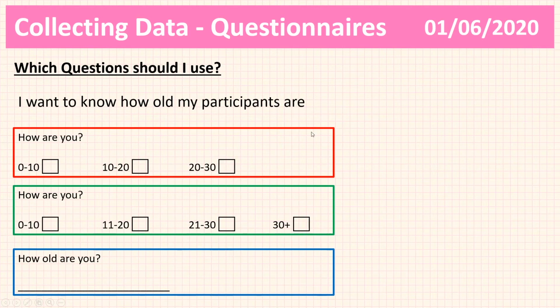So, for example, our first one here that we're going to look at is, I want to know how old my participants are. Which one of these 3 questions, the red, the green, the blue, which one would give me the best indication of how old my participants are? Pause the video, have a think.